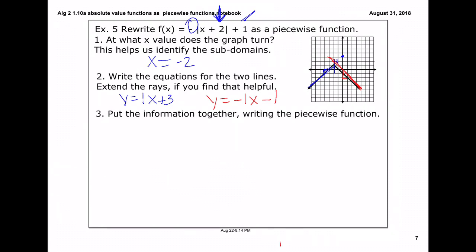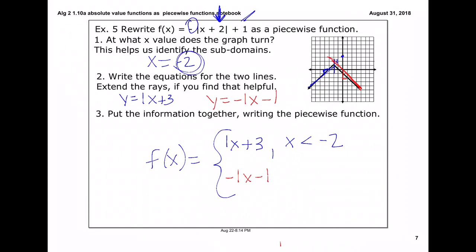When we put the information together to write our piecewise function, we have f of x. We're going to put both of our pieces in one function. So our first sub-function was 1x plus 3, and the blue side of that was where all the x values are less than -2. Looking at our ray on the right, we have -1x minus 1, and that is where all the x values are greater than or equal to -2. Remember your inequality signs, you can pick which one is or equal to, and they must be different.